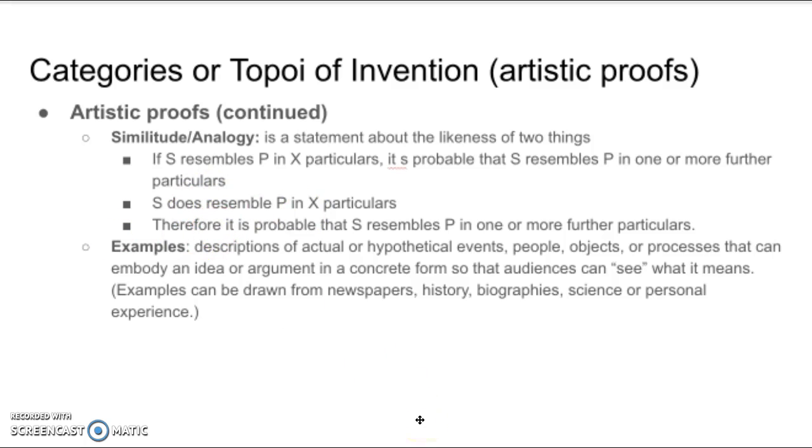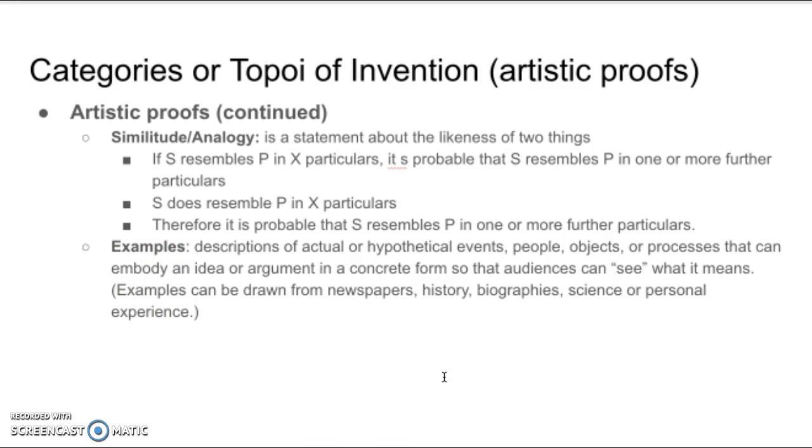Therefore, it's probable that S resembles P in one or more further particulars. So therefore, it's probable that dogs resemble wolves in additional specific characteristics. Another type of artistic proof is called the example.